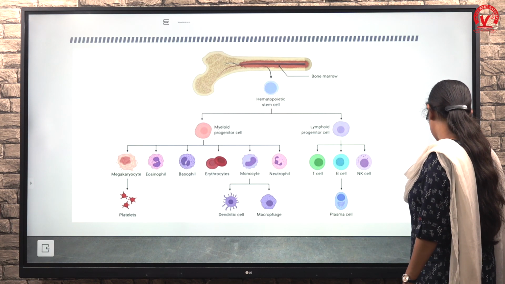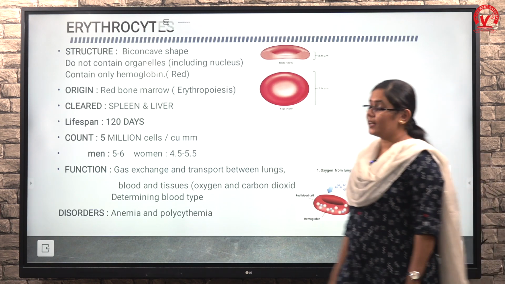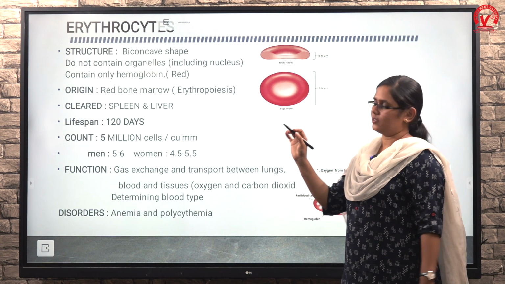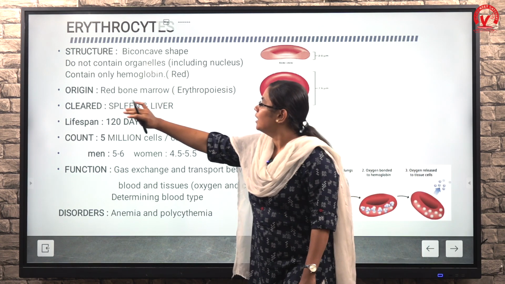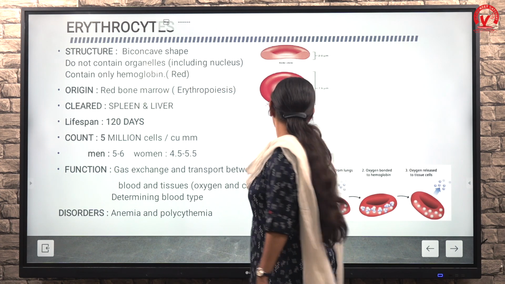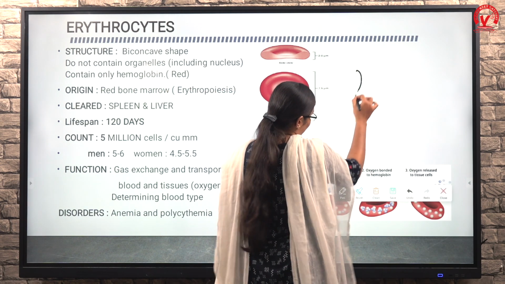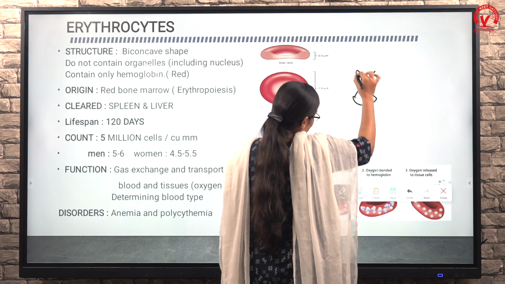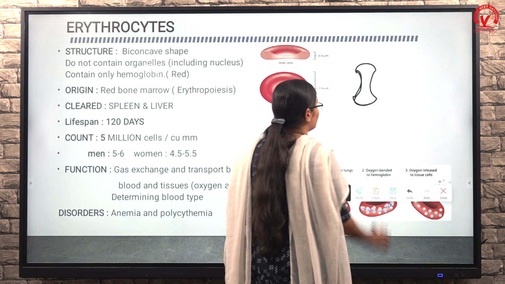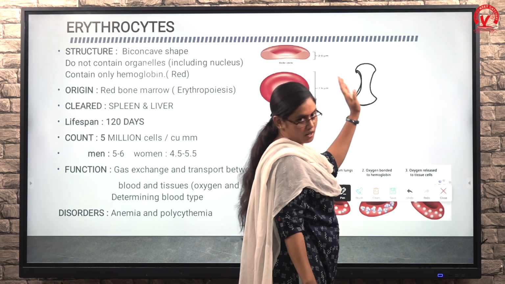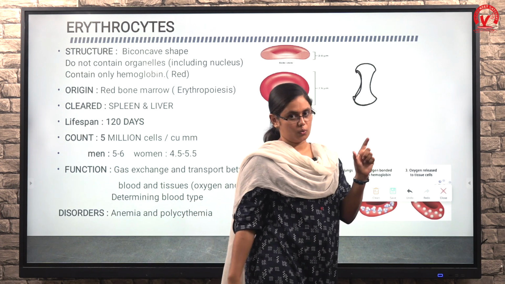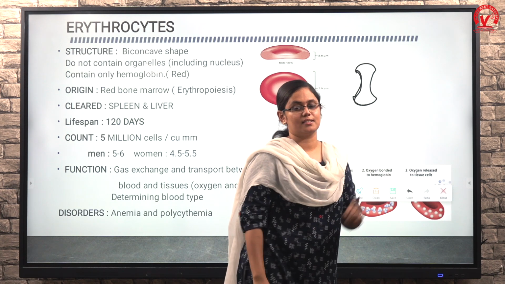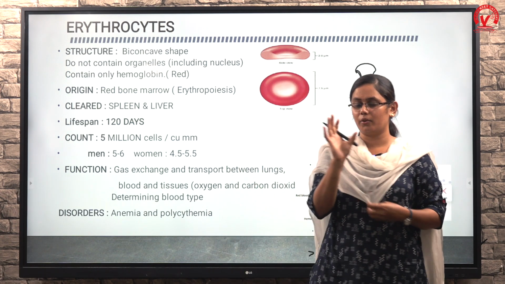Coming to erythrocytes. Erythro means red. So that's why the RBCs are otherwise called erythrocytes. The main structure of the RBCs: RBCs are biconcave structures, so they have a concave side on each side. RBCs contain no nucleus. They are anucleate cells. You have to remember this point because this is an important MCQ.